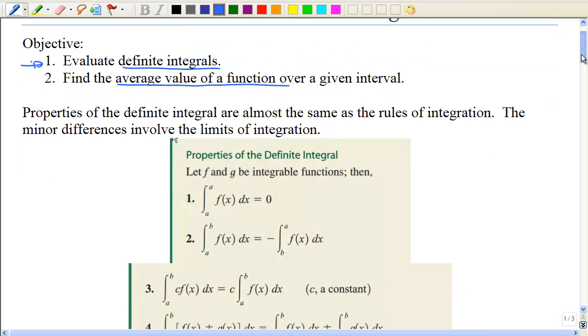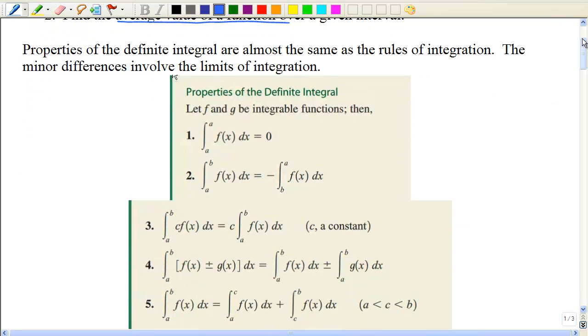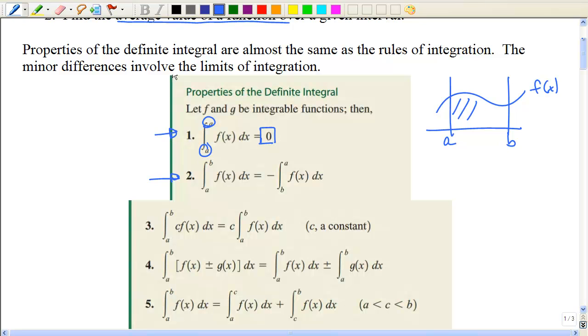First of all, let's compare some of the rules from the definite to the indefinite. Pretty much the same except for the limits. I want to really call your attention to these first two. Notice if the limits are the same, your area is going to be 0. If you think about this is A and this is B and this is your function and you're trying to find the area, well, from A to B you would have an area. But if that area was just on A, you would have 0, and that's that case.